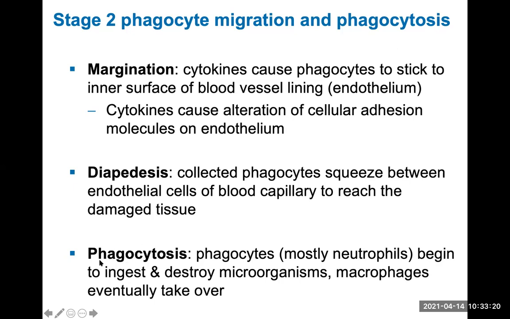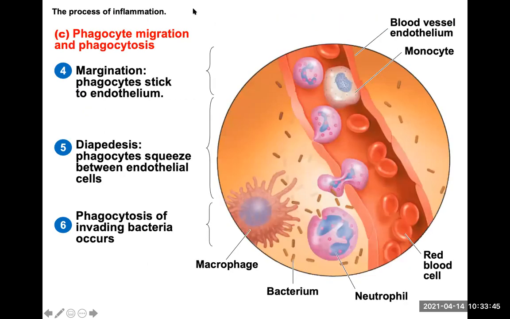And then they can begin their phagocytosis, which we already studied the steps of phagocytosis. So here we remind you that in this initial stage, most of these phagocytes will be neutrophils. The majority will be neutrophils. They will begin to ingest and destroy the microorganisms. Eventually, macrophages will take over this job. And so this summarizes the second stage of inflammation, which has margination, diapedesis, and phagocytosis.